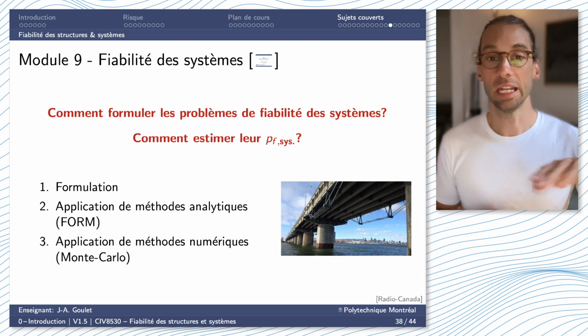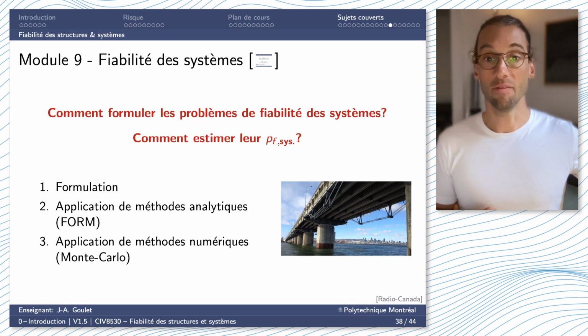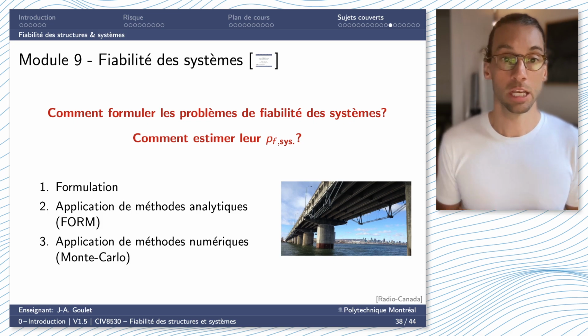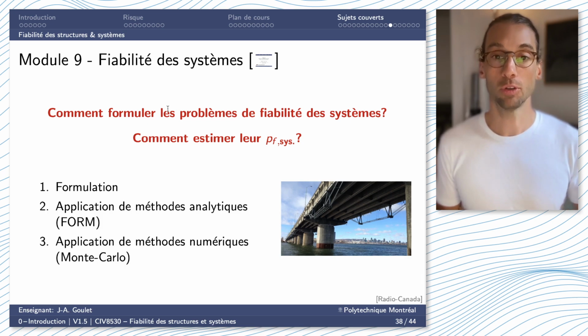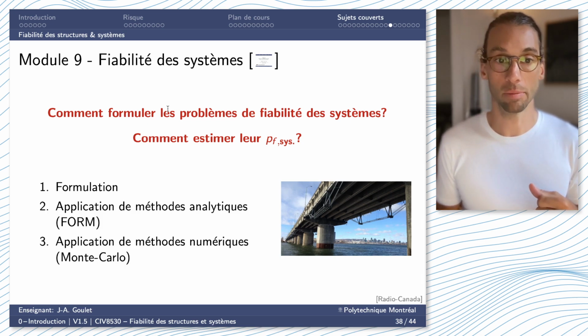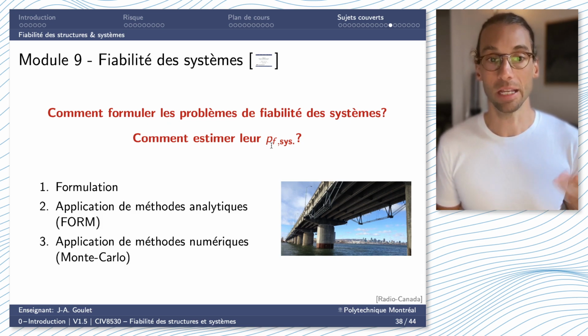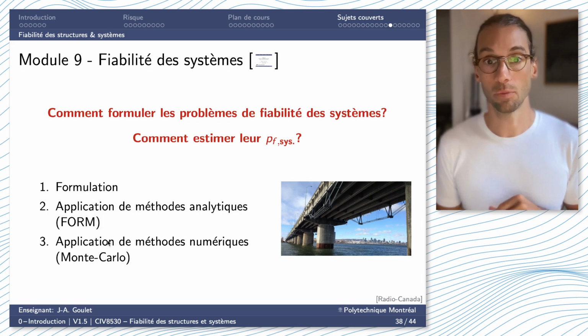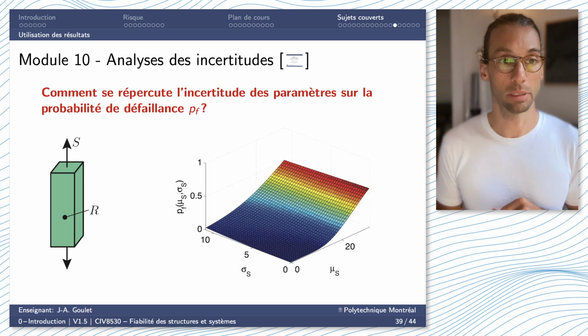Module 9, we're going to extend everything we've done so far for components to systems. So we're going to see how we can formulate a system reliability problem compared to what we were doing previously for the component reliability problem. And then how can we estimate such a probability of failure? We're going to see how to formulate it, how to apply a FORM type solution to a system reliability problem, and how we can apply sampling-based methods for system reliability problems.